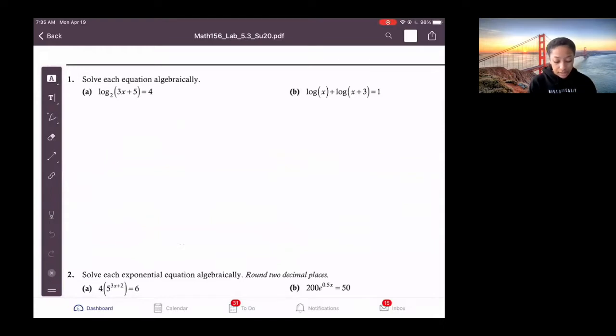Log base 2 of 3x plus 5 equals 4. Remember, when we have logarithmic equations, the idea is we want to get each side of the equation simplified so that we either have our log equal to some number, or your logarithm equal to another log with the same base. This is a case where we have a logarithm equal to a number. When we get to this point, we can use exponential equations to solve. So we're going to convert this logarithmic equation to an exponential equation.